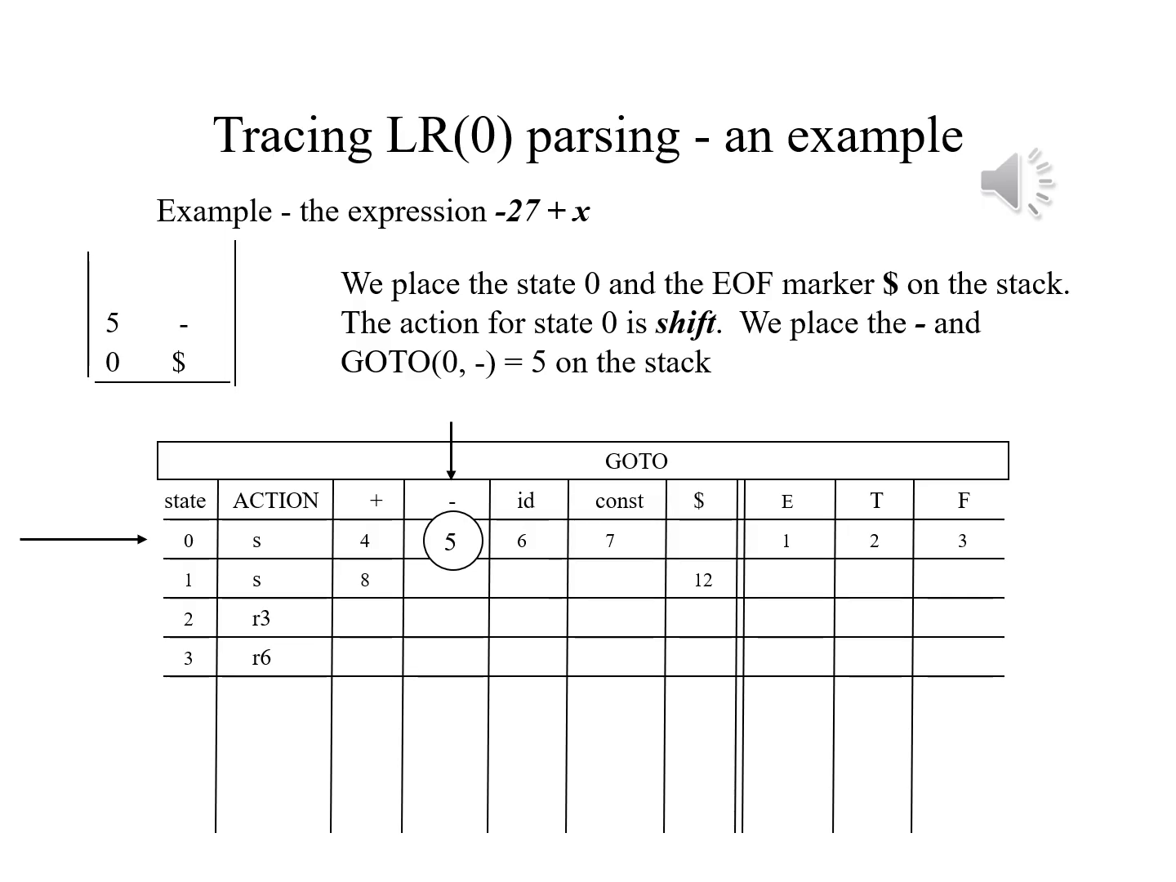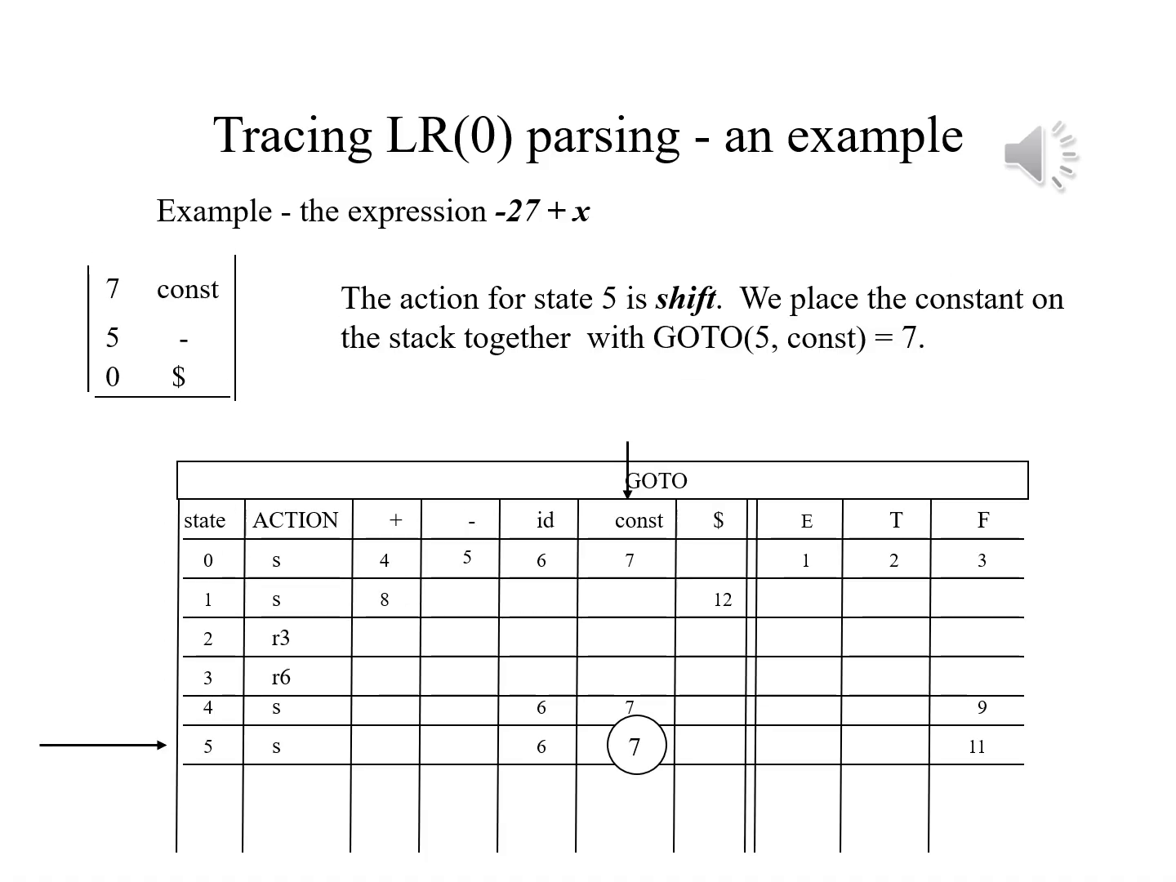In this example, we are going to parse the expression -27 plus x. We initially place the state 0 and the end of file marker, marked by $, on the stack. The action for state 0 is shift. We place the negative sign together with the goTo of state 0 and negative sign, which is 5, on the stack. The action that we see in state 5 is shift. We place the constant on the stack together with the goTo of state 5 and the token constant, which is state 7.